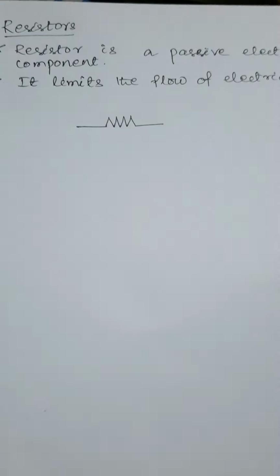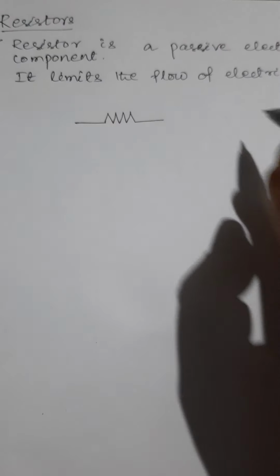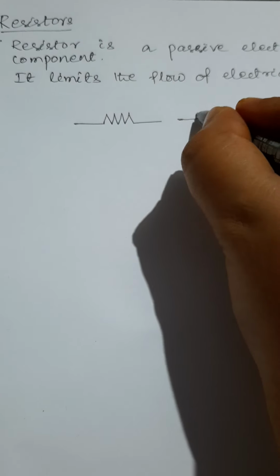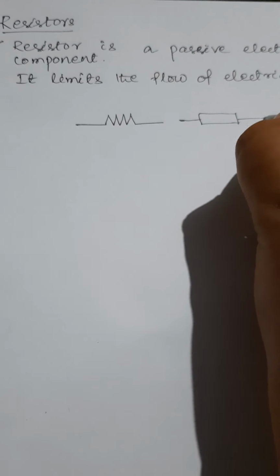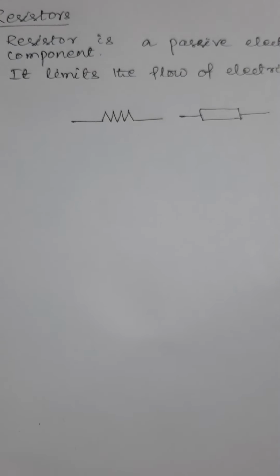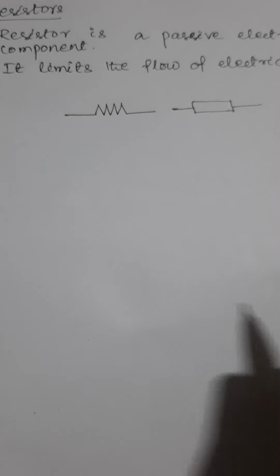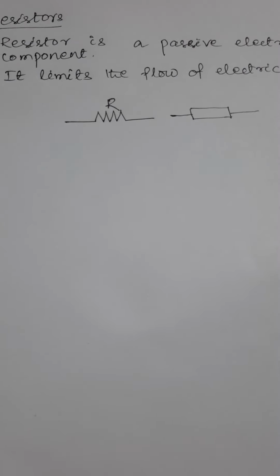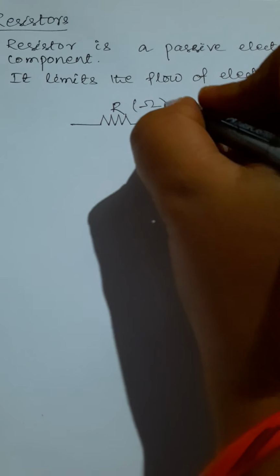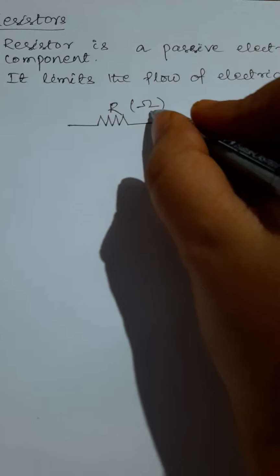This is the basic symbol of a resistor, and this symbol also represents a resistor. Okay, so usually we represent it as R, and the unit for the resistor is ohm. This is the symbol of ohm.